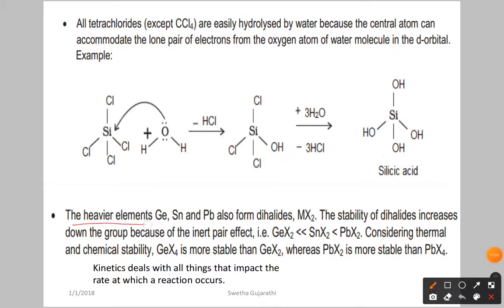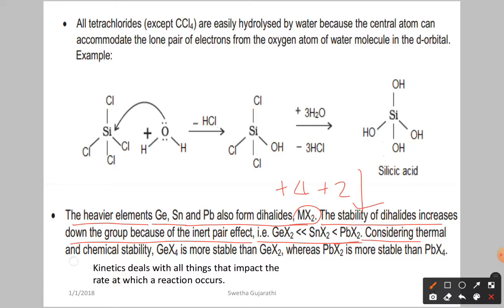The heavier elements germanium, tin and lead also form the dihalides MX2. The stability of dihalides increases down the group because of the inert pair effect. As I told, compared to +4, the stability of the +2 oxidation state increases down the group. So here you can see the stability of germanium dihalide, tin dihalide and lead dihalide.